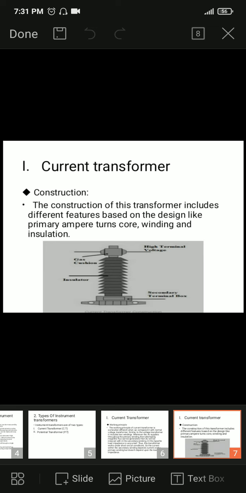The construction of this transformer includes different features based on design, like primary ampere turns, core, winding and insulation. Here you can see a small diagram that shows the current transformer. The bottom portion shows the secondary terminal box. The upper portion shows the high voltage terminal, and in the middle we can see the insulator.